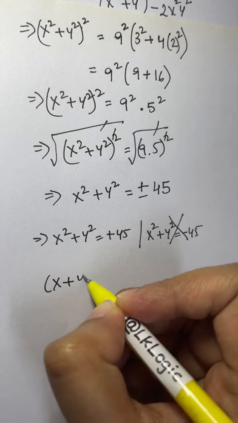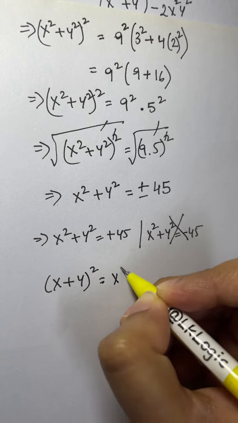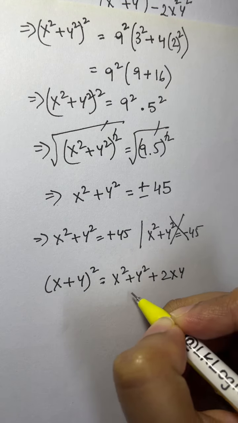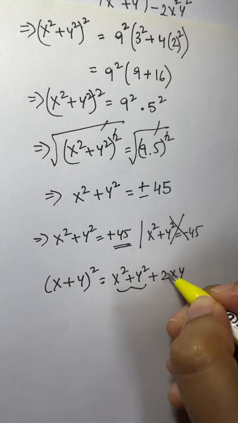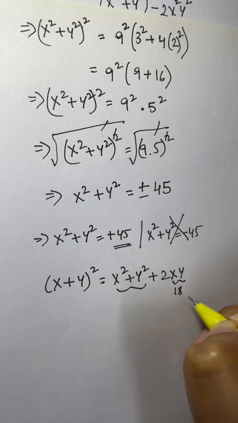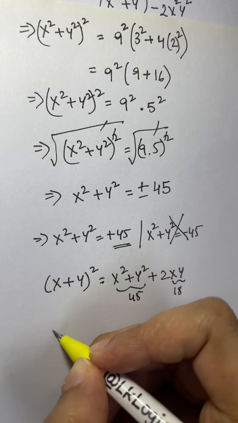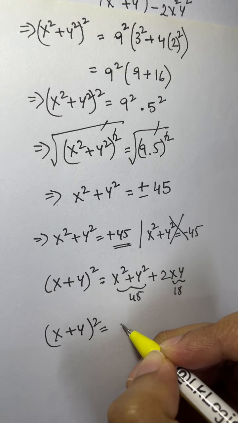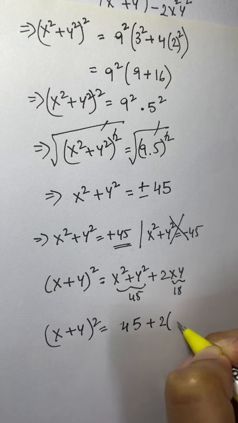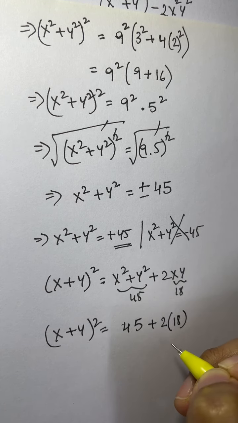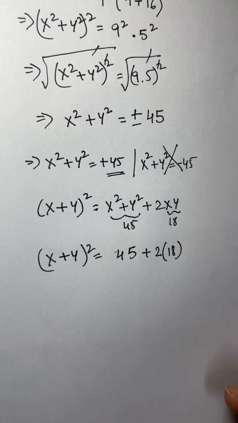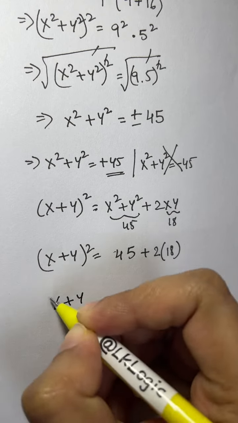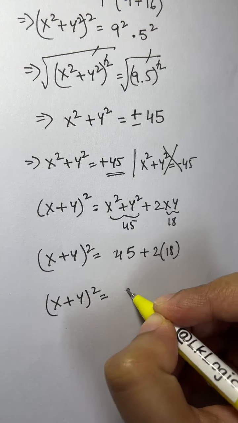This formula: x plus y, the whole square, is equal to x squared plus y squared plus 2xy, isn't it? So what is our x squared plus y squared? We've got 45. And what is xy from equation 2? It's 18. Let us substitute. x plus y, the whole square, is equal to 45 plus 2 times 18 from our equation 2. Yes. So what is 45 plus 2 times 18? We have x plus y, the whole square, equal to 81.